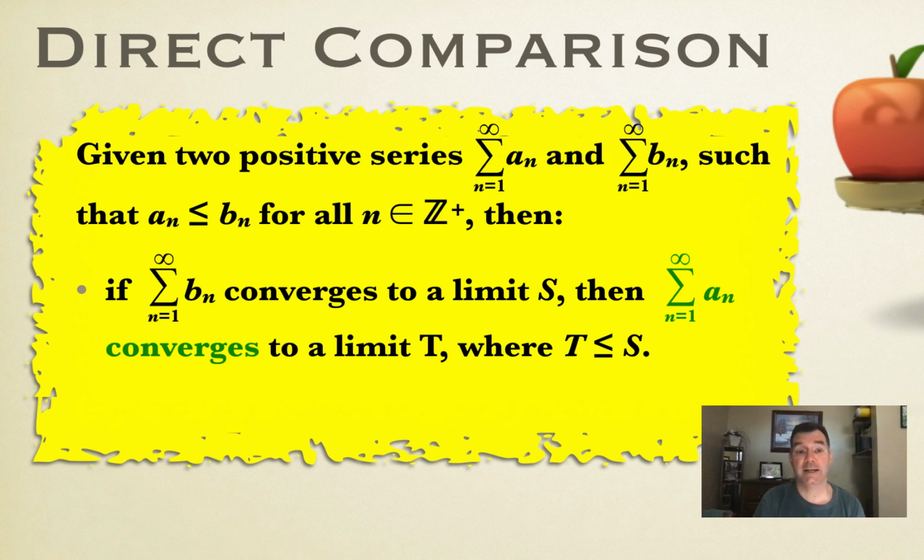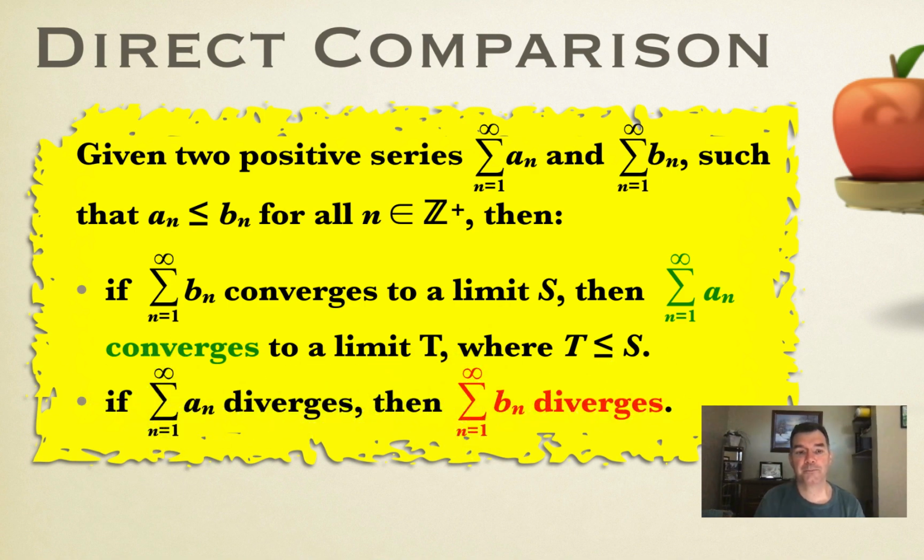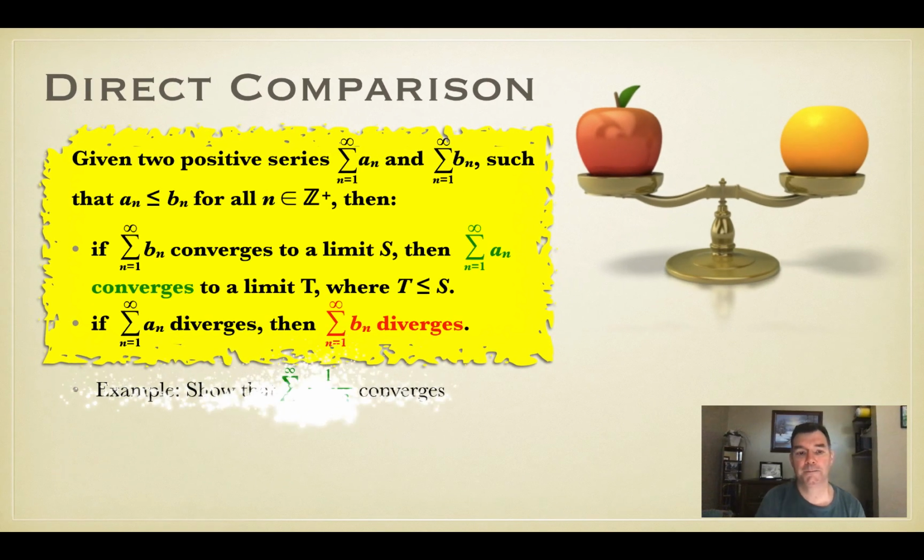If the B series converges, if it's a convergent series, and remember the B series is the larger of the two series, if that converges to a limit, then the smaller series, the lower series, the A series is going to converge as well, and its sum is going to be less than or equal to the sum of the B series. Also, I can say that if the A series, which is the lower series, diverges, then the B series, which is the higher series, is going to diverge as well.